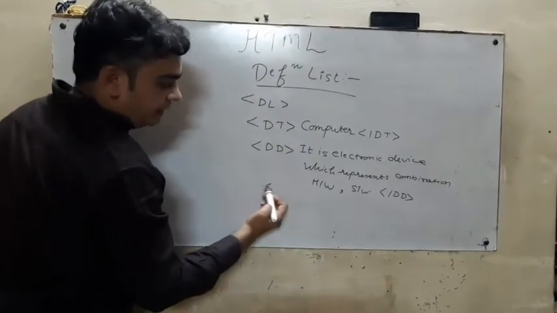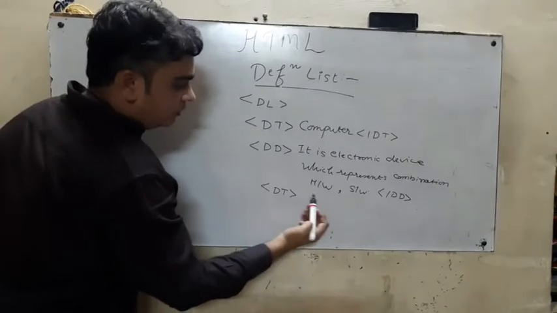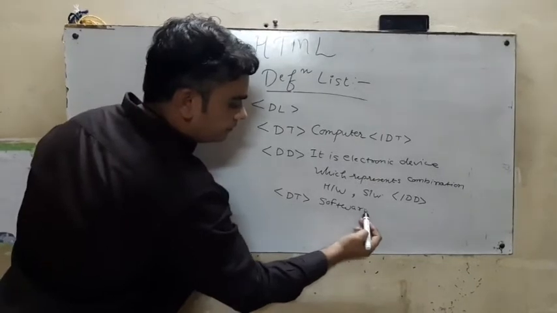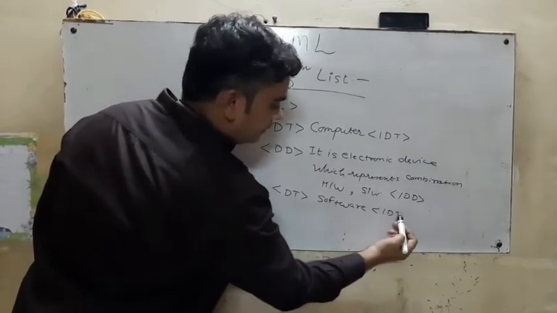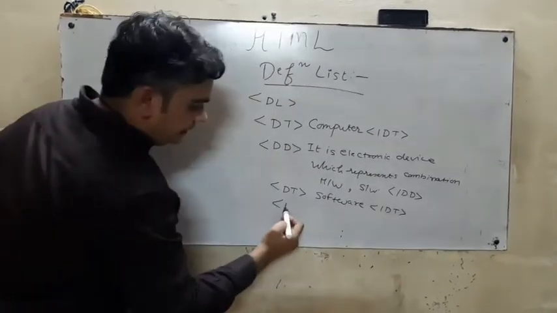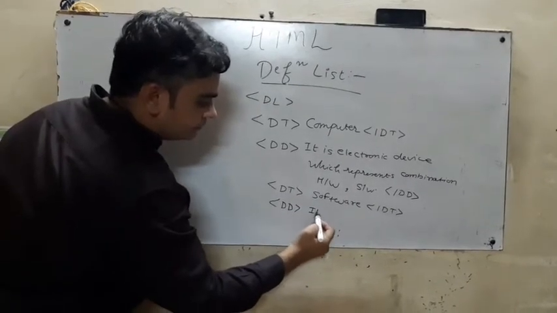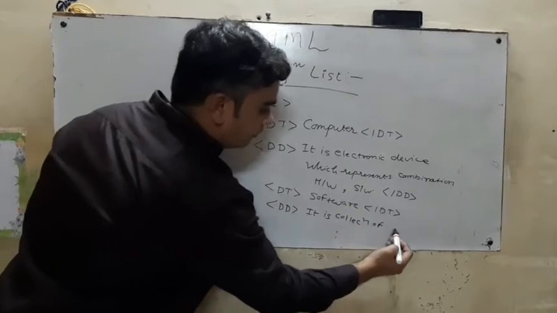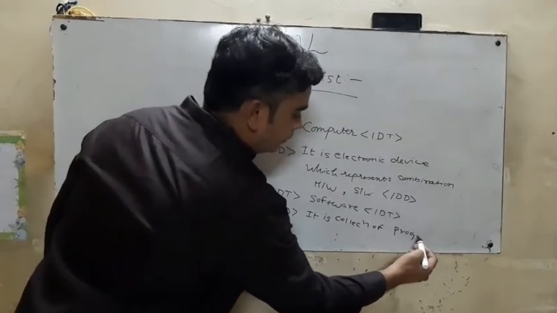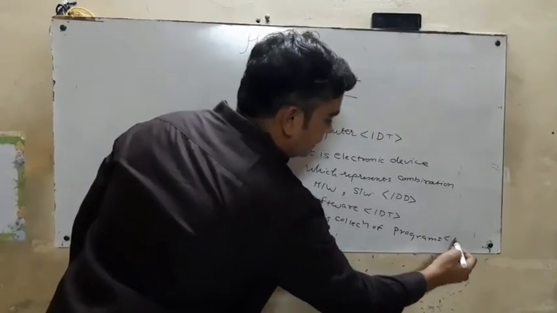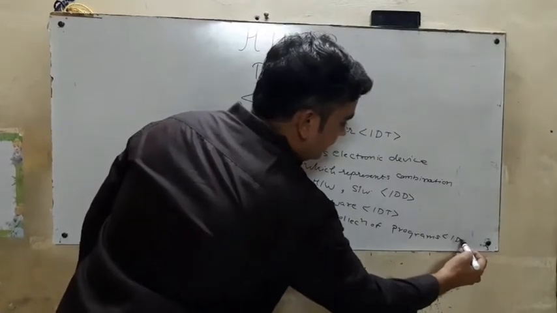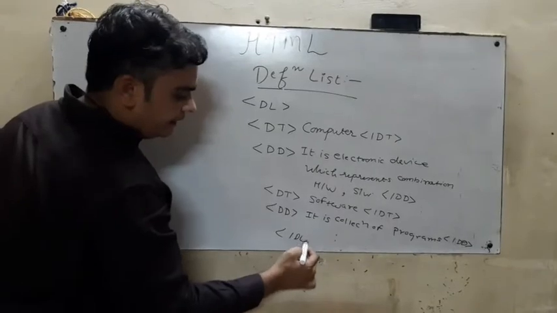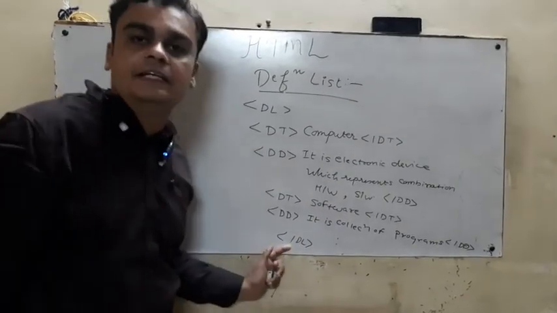Suppose if I want to display another definition, then I write down DT software, slash DT, then DD, it is a collection of various programs, then slash DD, and suppose this is my last definition, so that's why I'm going to write down here slash DL.